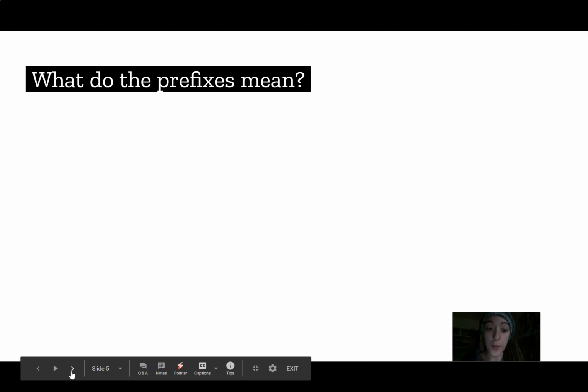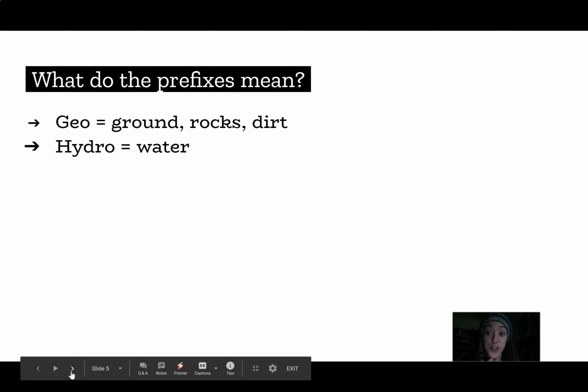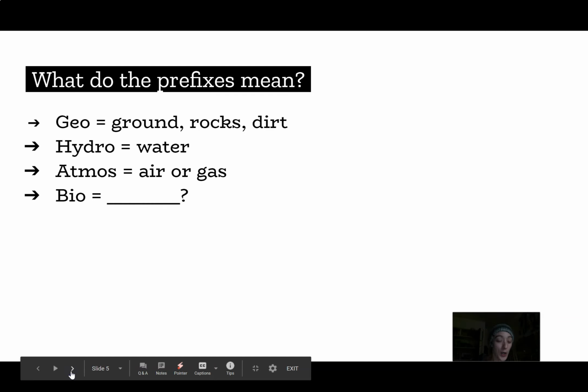So here are a couple important prefixes for us to know in science. Geo, which is ground, rocks, dirt, or sometimes it means shape or form, right? So that has to do with the land forms on Earth. Hydro, which is water. Are you hydrated today? Are you well hydrated? Atmos, which is what we learned last year. The atmosphere is all the air or the gases around our planet. And then bio. What does bio mean?